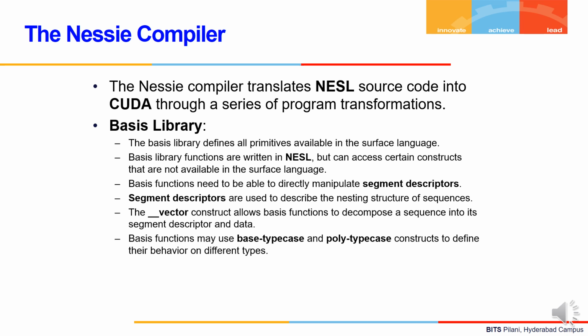The Nessie compiler also comes with a basis library. The basis library defines all primitives available in the surface language. These functions are written in NESL, but can access certain constructs that are not available in the surface language. These functions need to be able to directly manipulate segment descriptors. Segment descriptors are used to describe the nesting structure of sequences. For example, the underscore vector construct allows basis functions to decompose a sequence into a segment descriptor and data. The basis functions may also use base type case and poly type case constructs to define the behavior on different types.